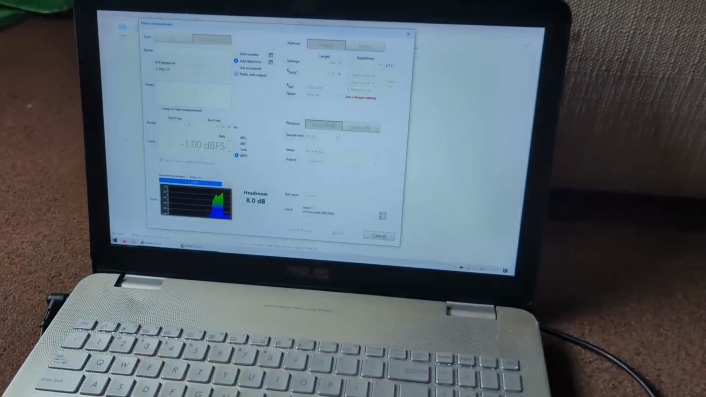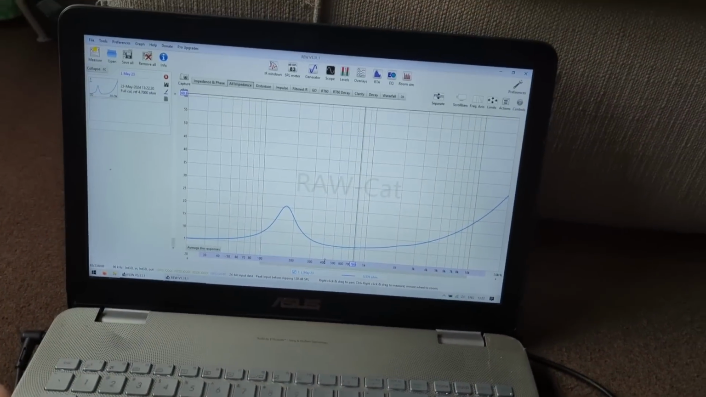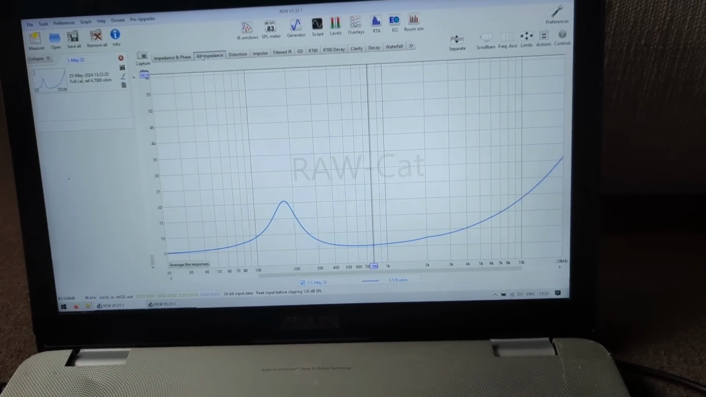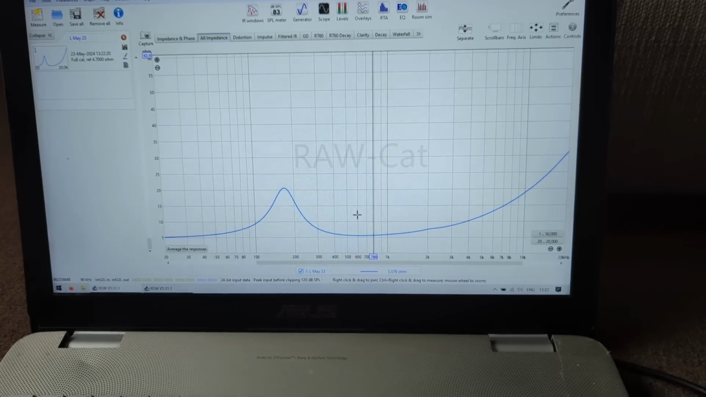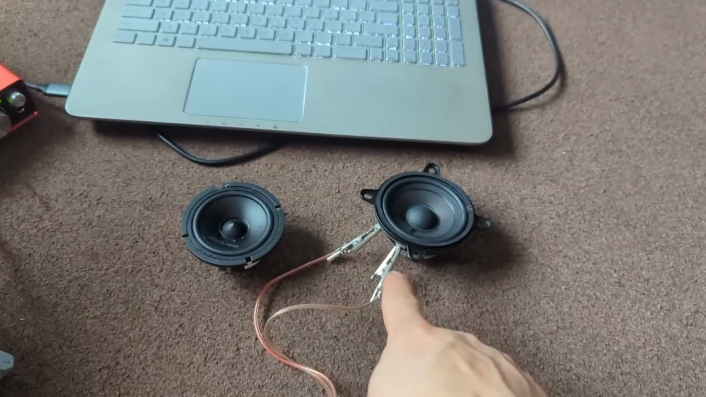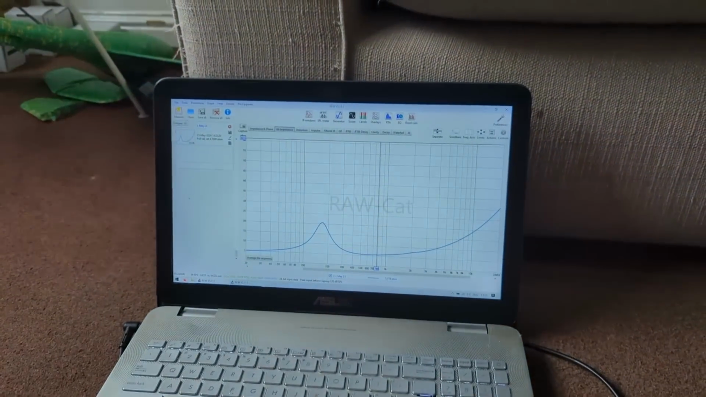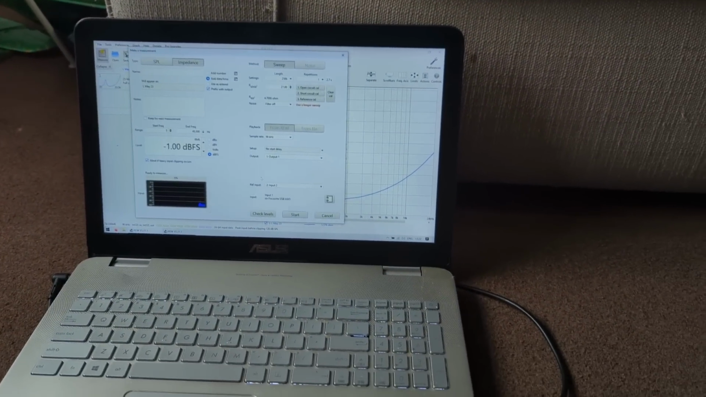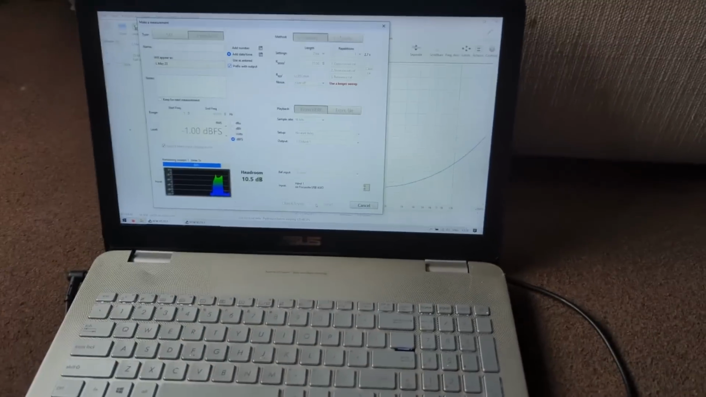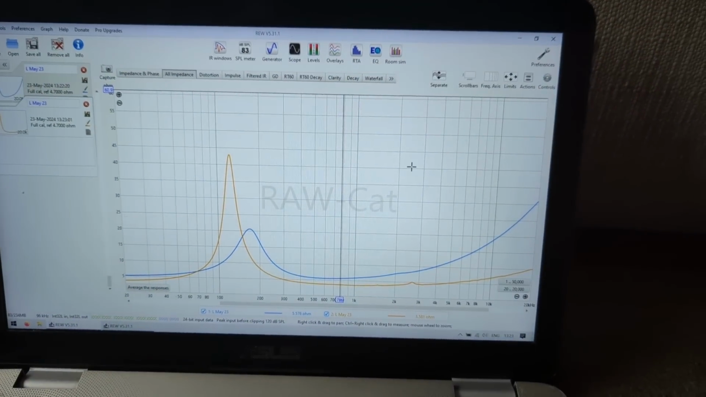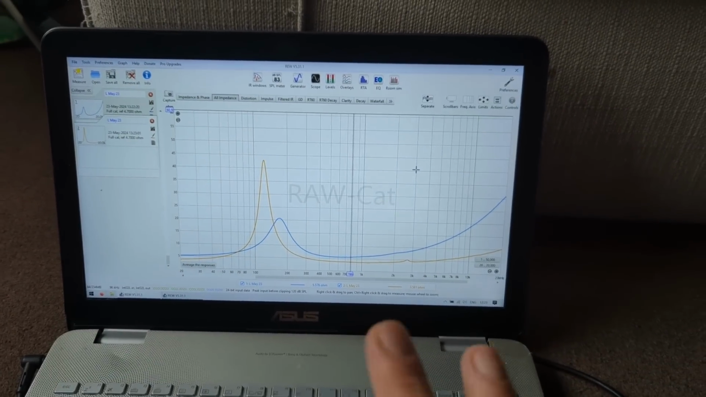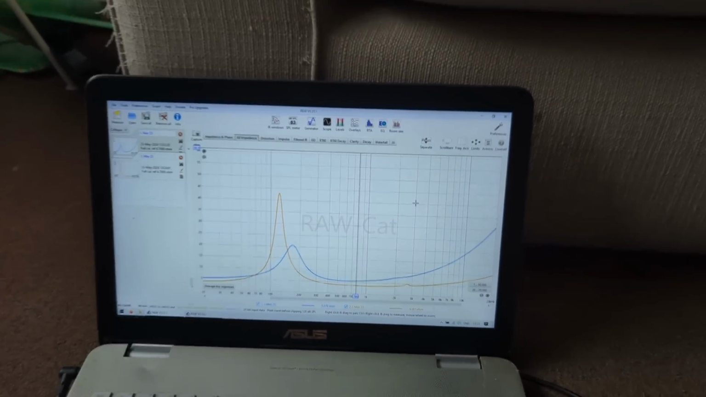It did the sweep exactly the same like you would hear on the DATS. And here in impedance and phase, or all impedance, we have the impedance graph. Now, very quickly, I'm just going to change these clips to another speaker, just like that. And now we're going to do another measurement. Measure impedance, start. And here we have two very different impedance measurements, and every speaker will have slightly different impedance measurements. So let's jump into the laptop.